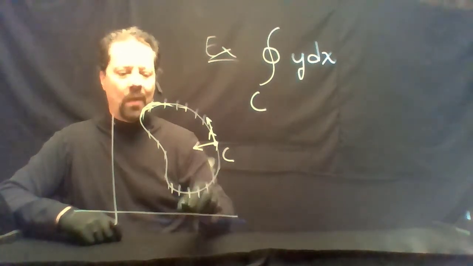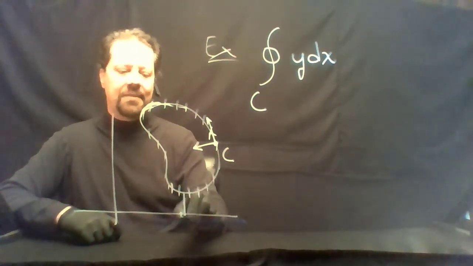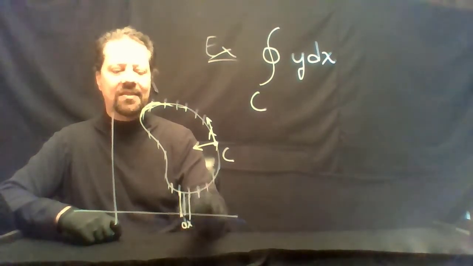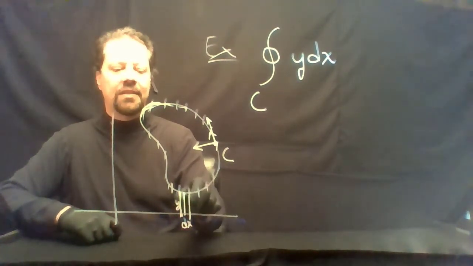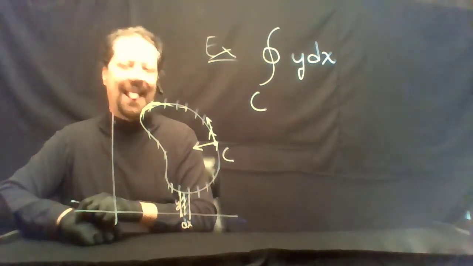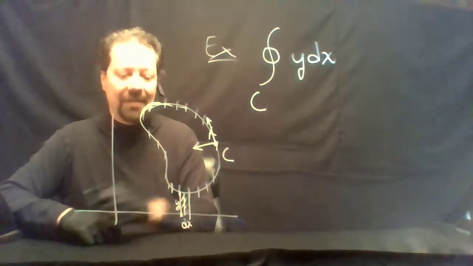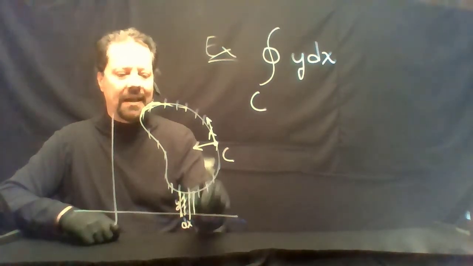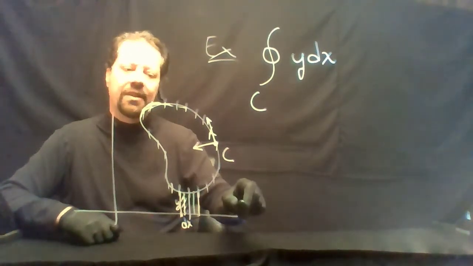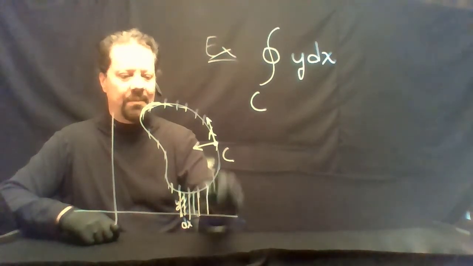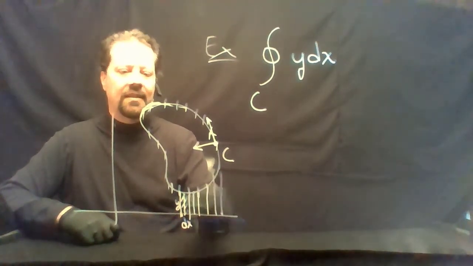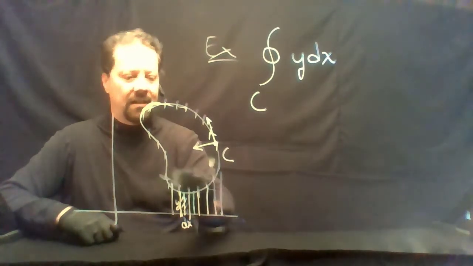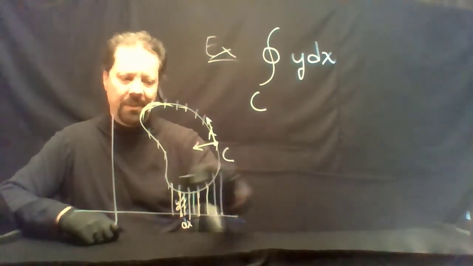But we're taking y values times our little increment in x. Y times little dx gives me the area of a little rectangle. So I'll get little positive rectangles as I move to the right. You can see that as I move along the curve here, I'll get the area underneath the region, and it will be positive.